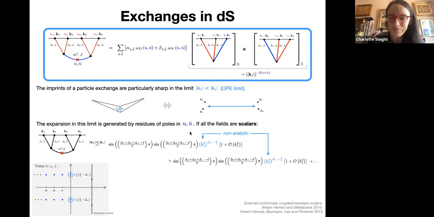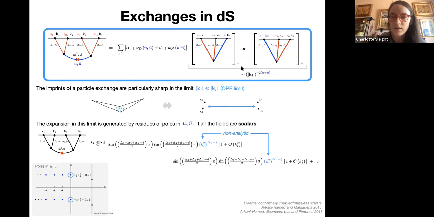Yeah. So in this Mellin formalism, the Mellin-Barnes representation is quite a useful tool to explore these types of soft limits in any of the momenta. And the expansion of your 4-point correlator in these limits is generated by the residues of poles of the corresponding Mellin variable. So for the expansion of your 4-point correlator in the soft limit of the internal momentum, this is generated by the residues of poles in the internal Mellin variables u and u bar.